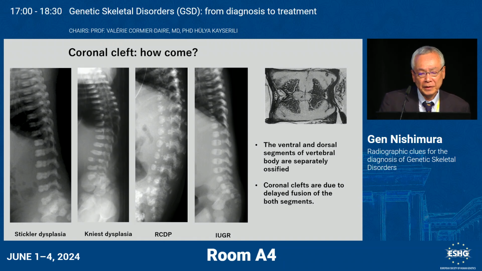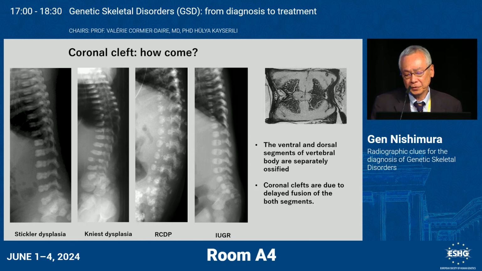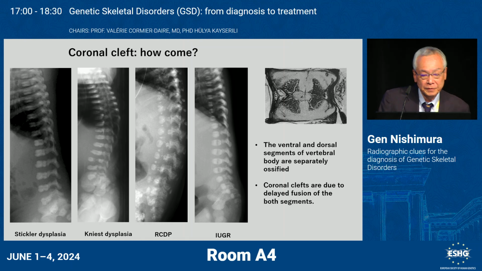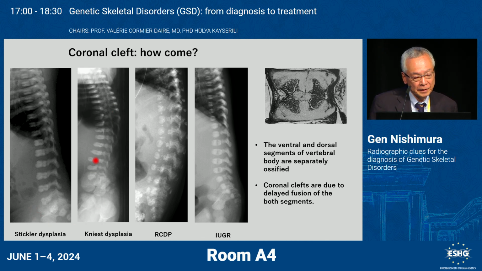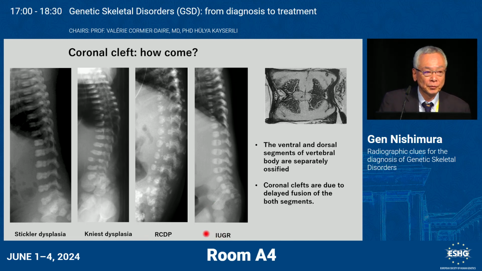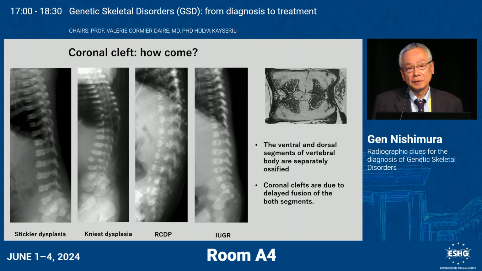Coronal cleft, how does it come? That is because ventral and dorsal segments of the vertebral body are separately ossified like that. The coronal clefts are due to delayed fusion of both segments. We can see coronal clefts in various disorders of type 2 collagen abnormalities like that, in Kniest dysplasia like that. And also we can see multiple coronal clefts in rhizomelic type chondrodysplasia punctata, and even intrauterine growth retardation, because the coronal cleft is a result of delayed maturation of vertebral bodies.